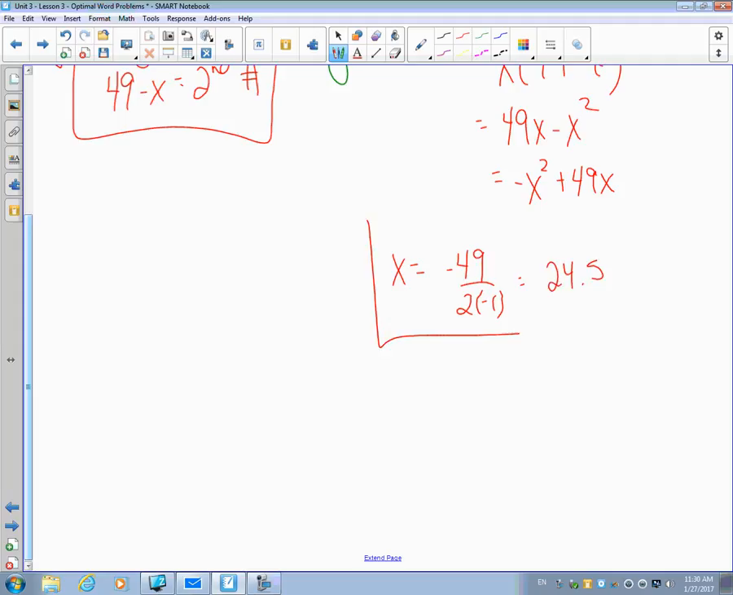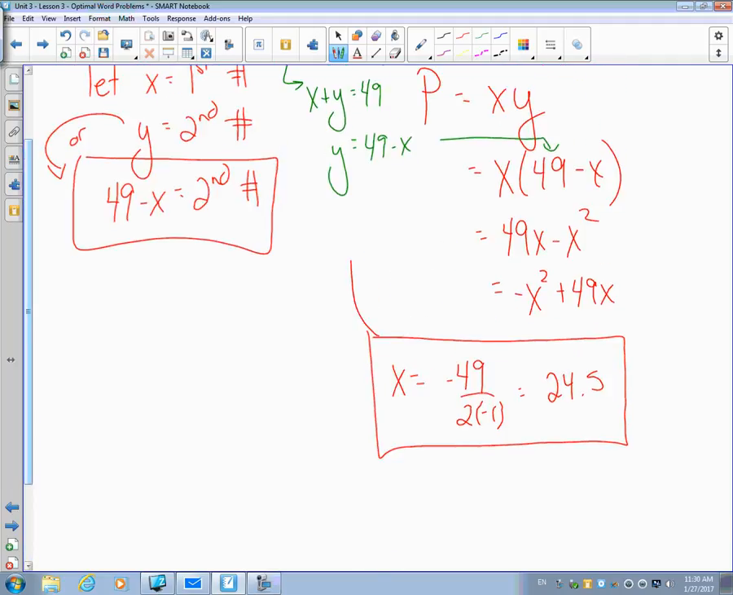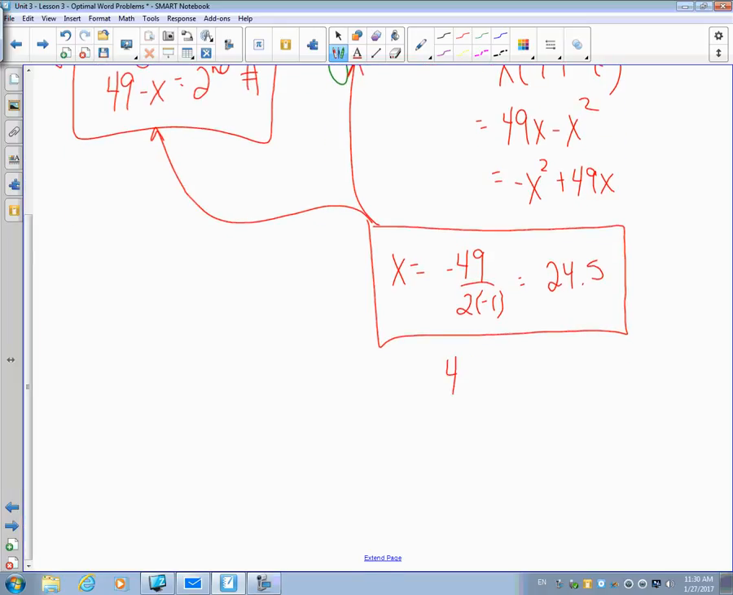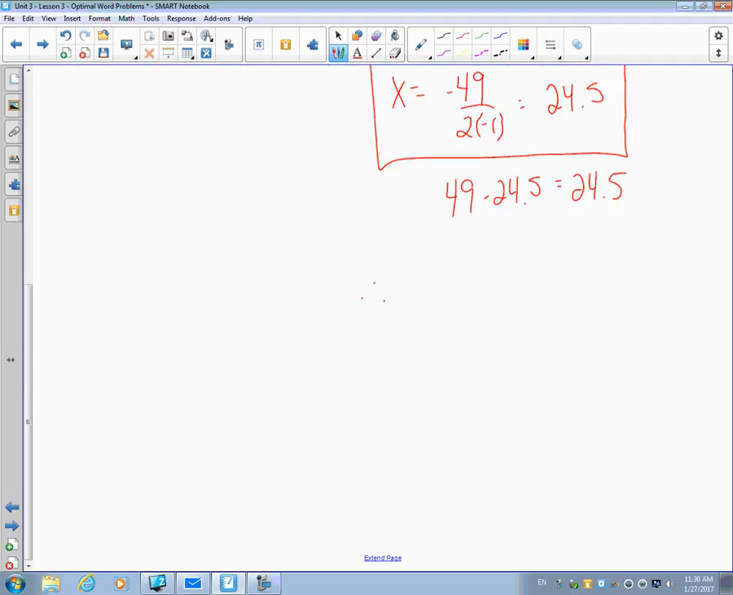Once I know x, I can get y. How can I get y? Well, I could use 49 minus x. That's how the numbers are related to each other, right? So 49 minus 24.5 gives us 24.5. Therefore, the two numbers are both 24.5.